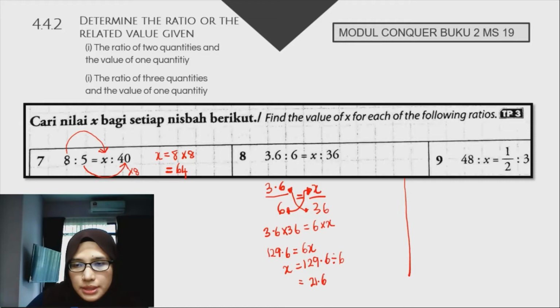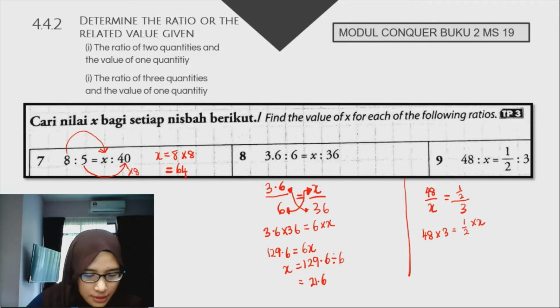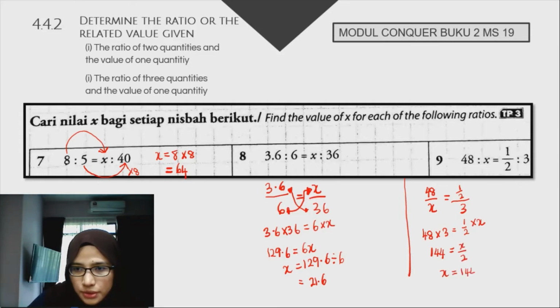So what about number 9? Again, you can use arrow or you can use proportion method. I like to use proportion method. 48 over x is equal to 1 over 2 over 3. Cross multiplication, 48 times 3 is equal to 1 over 2 times x. 48 times 3 is 144, which is equal to x over 2. So your x is 144 times 2. That is 288.